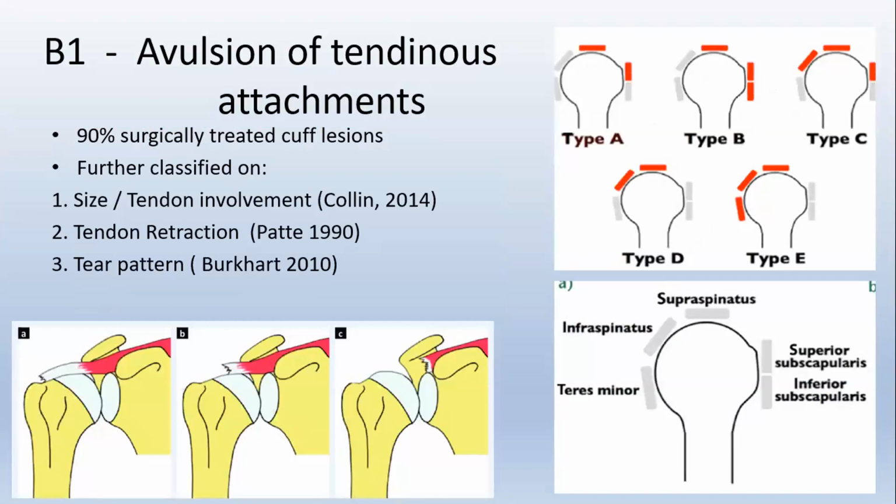cuff lesions. It is further classified based on the size and tendon involvement by Collin in 2014. That is, it depends upon the pattern of involvement of tendon, that is supraspinatus, infraspinatus, superior subscapularis, and inferior subscapularis. Depending upon the tendon retraction, it was classified by Patty in 1990. If the proximal stump is near the footprint, it is type A. If the proximal stump is near the humeral head, it is type B. If it is near the glenoid, it is type C. And depending upon the tear pattern, it was classified by Burkhardt, which we are going to see in further slides.